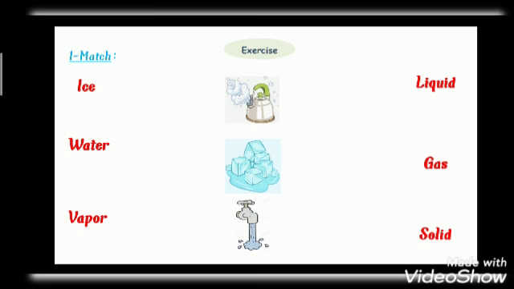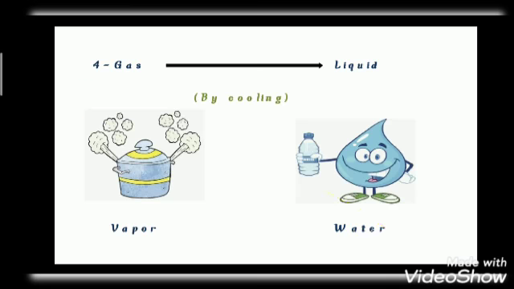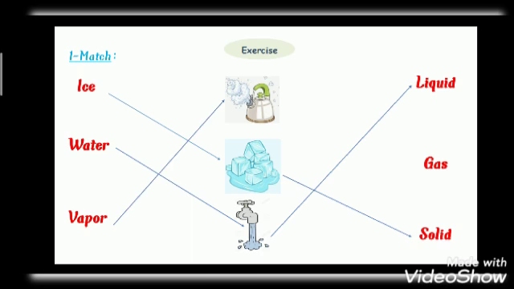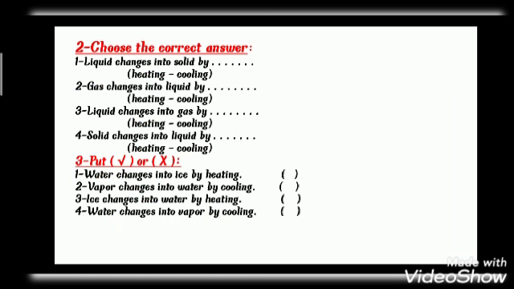Number 1, ice. Which one is ice? Ice, liquid or gas or solid? Solid. Number 2, water. Which one is water? Water, liquid or gas or solid? Liquid. Vapor. Which one is vapor? Yes, the first one. Vapor, liquid or gas or solid? Gas.